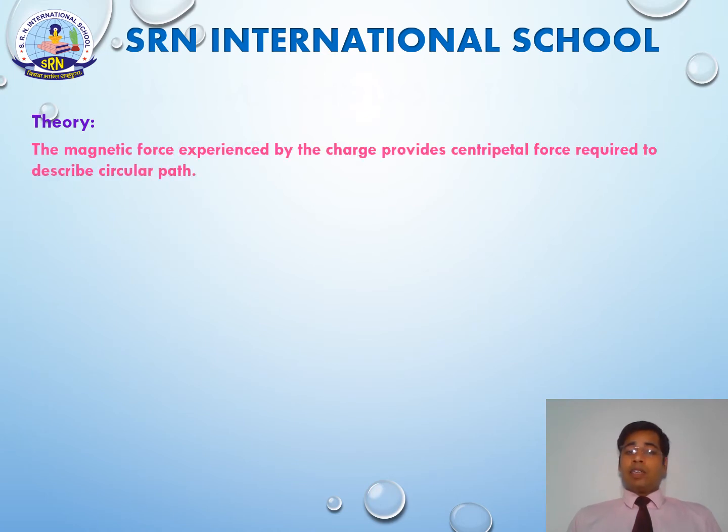Surely, the magnetic force experienced by the charged particles provides the centripetal force required to describe the circular path. Now, centripetal force mv²/r is equal to qvB sin θ, from where the particles will get a velocity which is equal to Bqr divided by m.